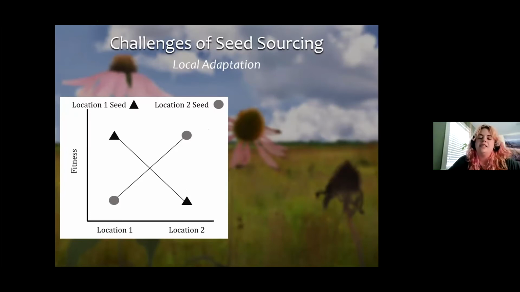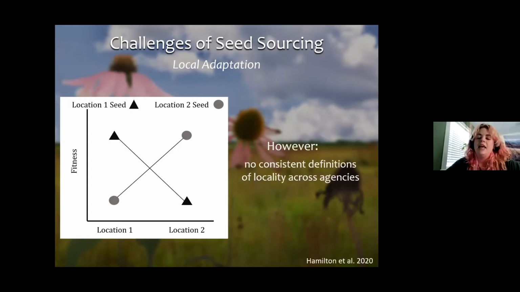And so this idea is really well researched, and intrinsically it makes a lot of sense because plants can't move in the typical way an animal can. And so over time, they need to evolve to suit the conditions that they're being subjected to. However, there are some issues with defining locality, and one of them is simply that there isn't consistency of what local is across agencies that are implementing restoration. And so to some, local could mean just 1 mile, but to others, it could be an entire state.